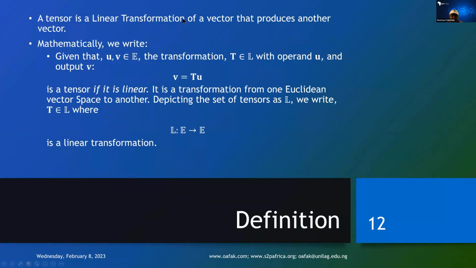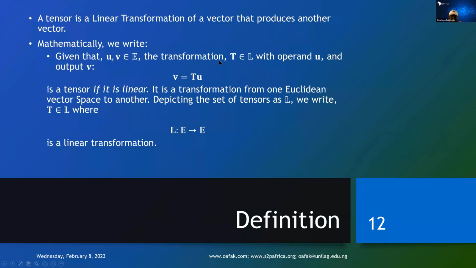A tensor is a linear transformation of a vector that produces another vector. Mathematically, if you want to say what I've just said, we are not saying anything else, but we are saying it in a very symbolic and parsimonious form, which a mathematician will use. We will say, given u and v are members of the Euclidean vector space.